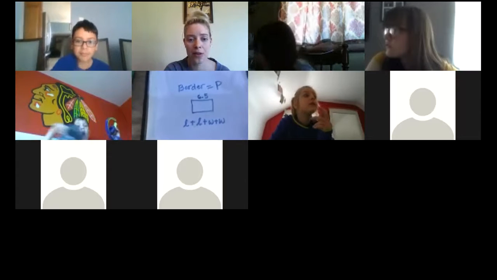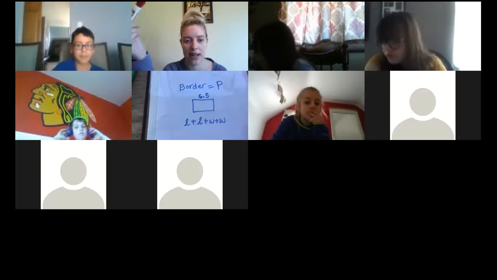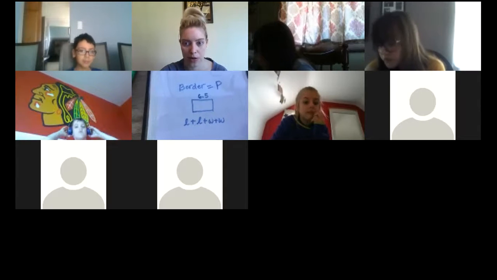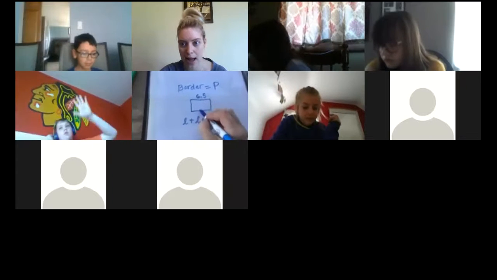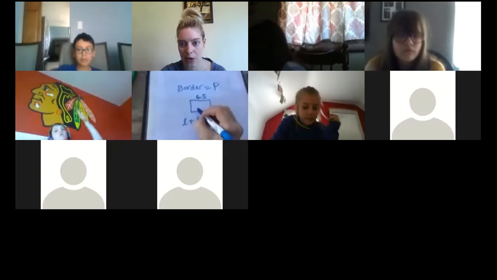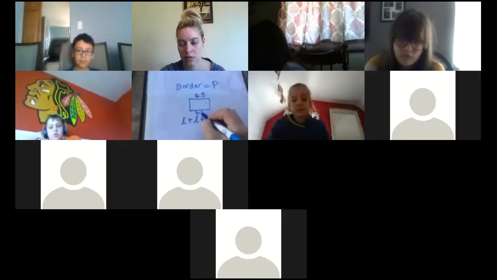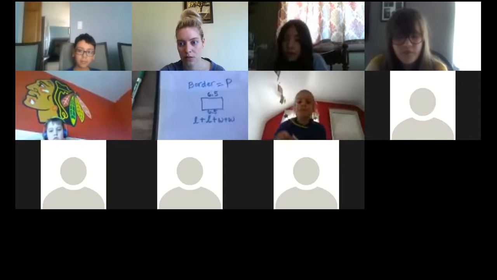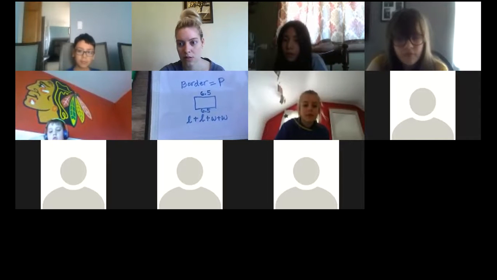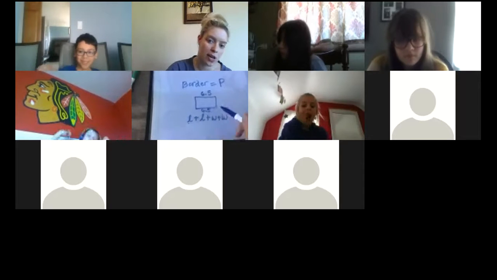So if the top length is 6.5, what's the bottom length going to be? What do we know about a rectangle? The top length is 6.5. What's the bottom one going to be? Reese? 6.5. 6.5, good. Okay.